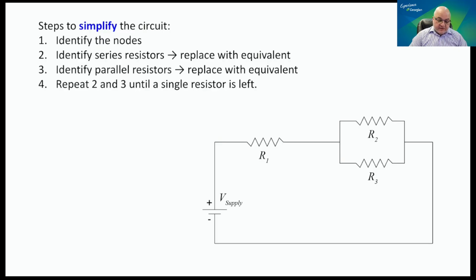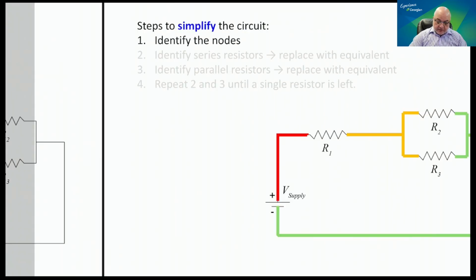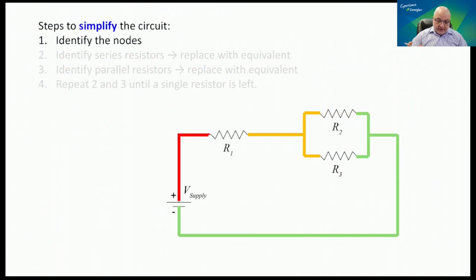Now, to simplify a circuit, you're going to do four steps. First of all, you're going to identify the nodes in the circuit. That is going to lead you to identify the resistors that are in series and the resistors that are in parallel. And you're going to keep repeating the second and third steps until there is only one resistor left in your circuit. All right, so let's start with identifying the nodes here.